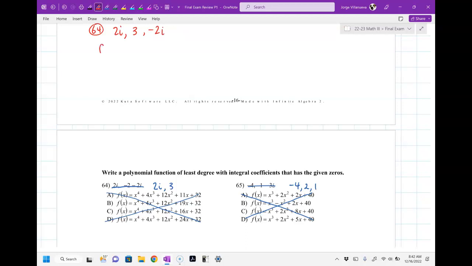So that means my function is x minus 2i, x plus 2i, and x minus 3. Remember, you always take the opposite of what's listed, right? So a 2i becomes a minus 2i, a negative 2i becomes a positive 2i, and a 3 becomes a negative 3. You'll notice I put the i's together because that's the best way to do it. The easiest thing will occur if you do that. So I'm going to multiply.